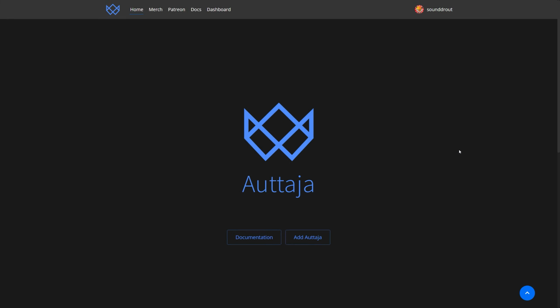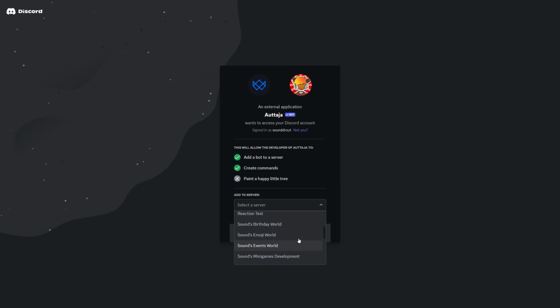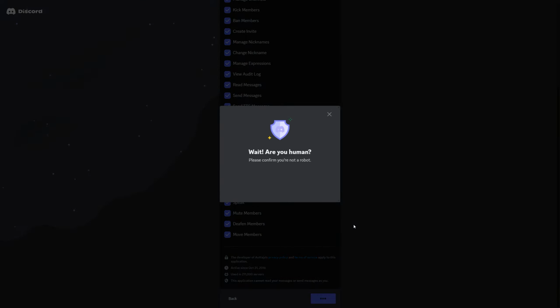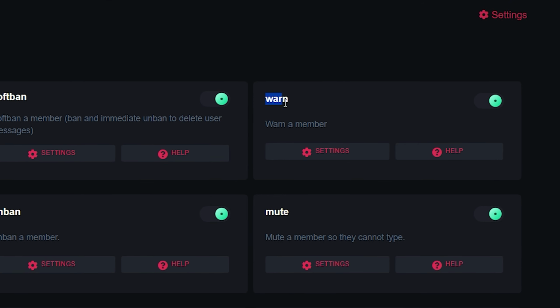All you gotta do to add them is go to their website and click the Add Bot button, then select your server and give it the permissions that it needs. Pretty easy, huh? So, back to warnings.